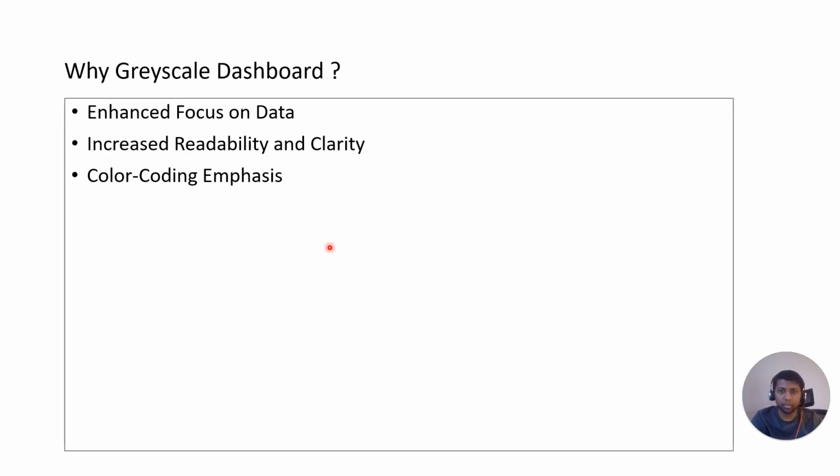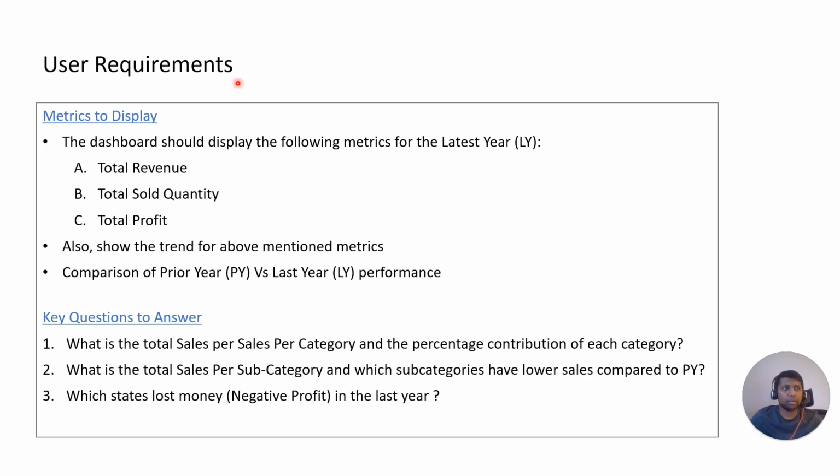In this dashboard, we will use the Tableau Superstore data. We have some user requirements. We assume that our users are interested in the following metrics for the latest year. These are total revenue, total sold quantity, and total profit. They also want to see the trend of the metrics over time.